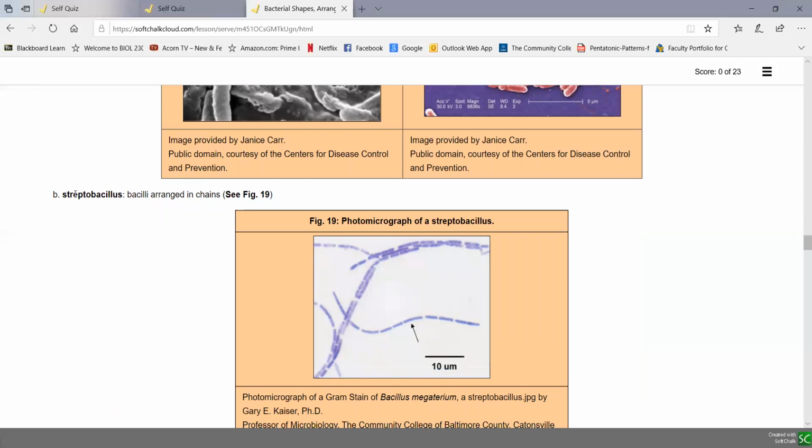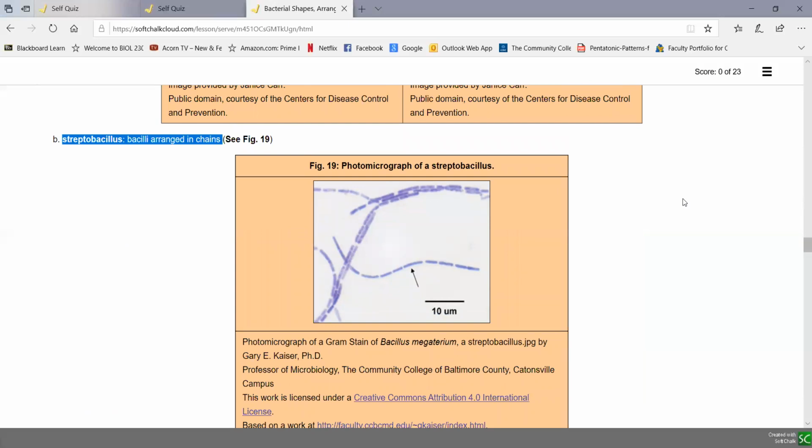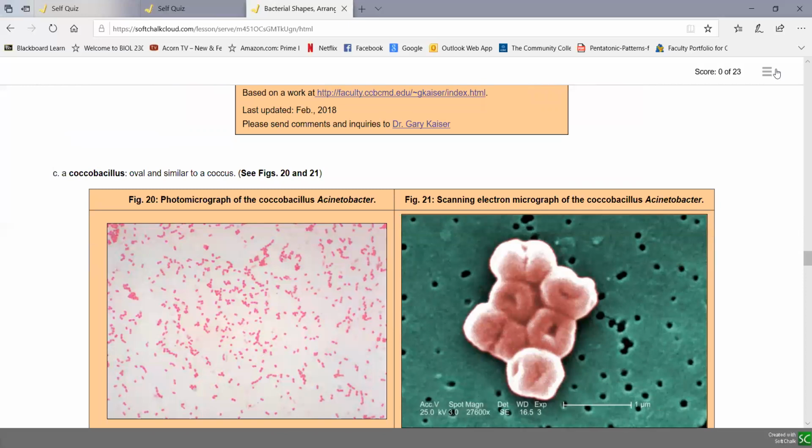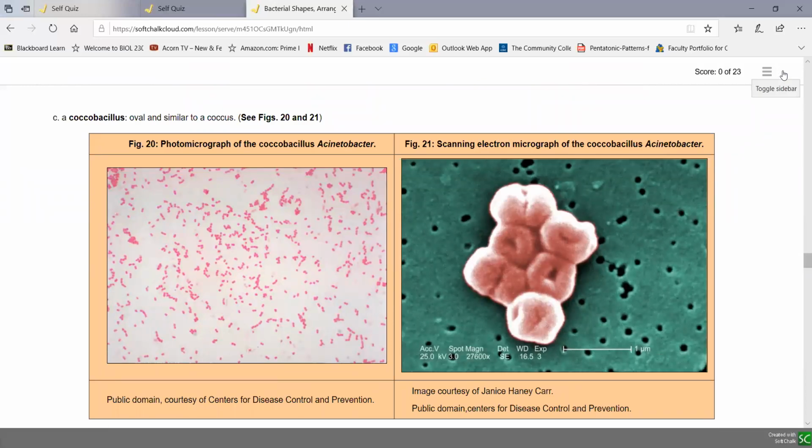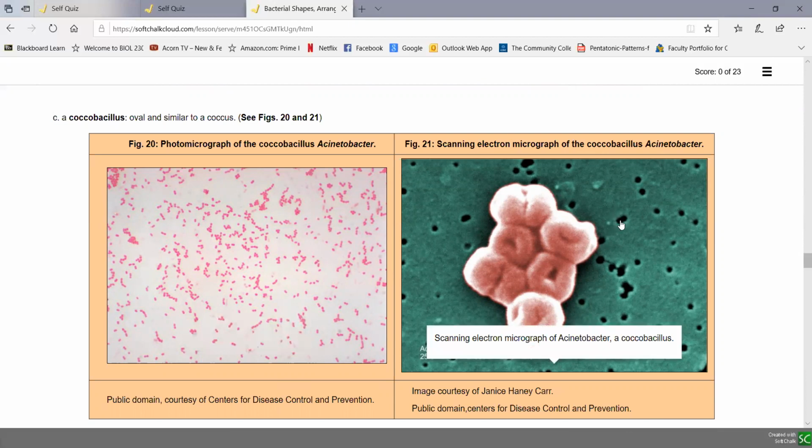A streptobacillus are bacilli arranged in chains, as we see in figure 19. This is a gram stain of Bacillus megaterium, which is a streptobacillus arrangement. So you see it's a number of bacilli attached to produce long chains. And again, a coccobacillus is very similar to a coccus. This is Acinetobacter, a coccobacillus. So again, you see that they look very similar to a coccus. And again, you won't have to recognize a coccobacillus in the laboratory. But here's what they do look like.